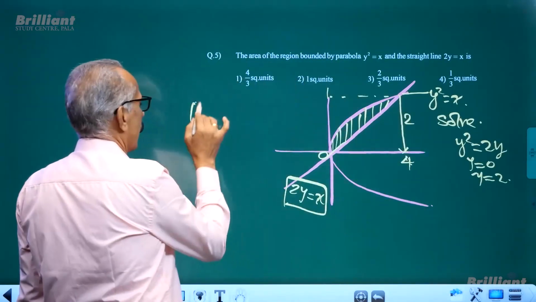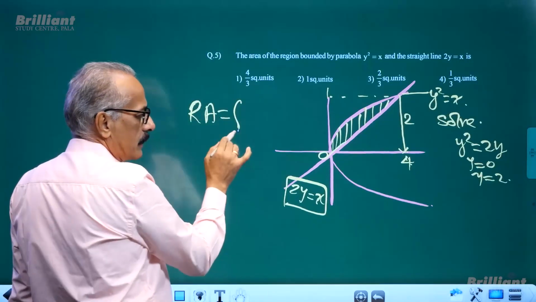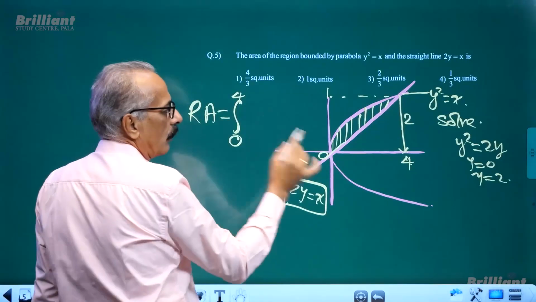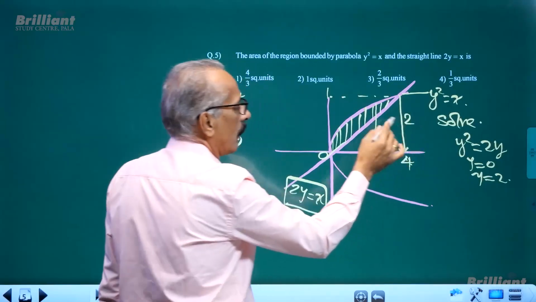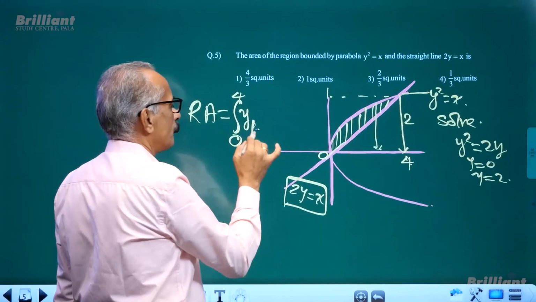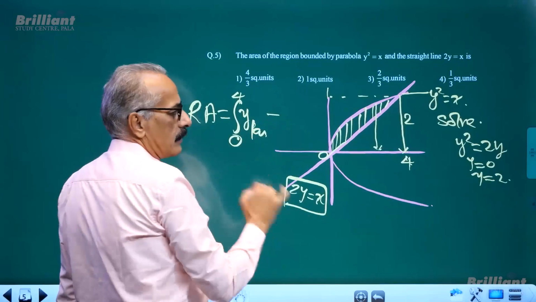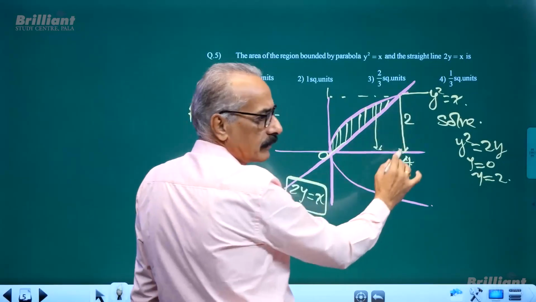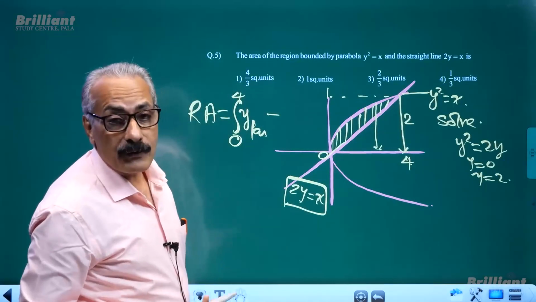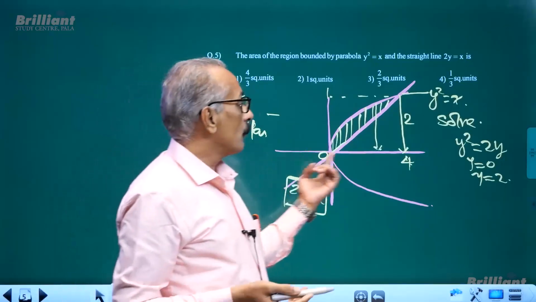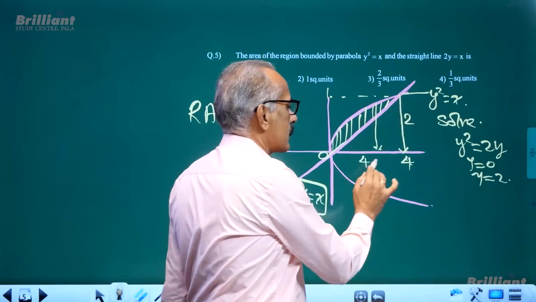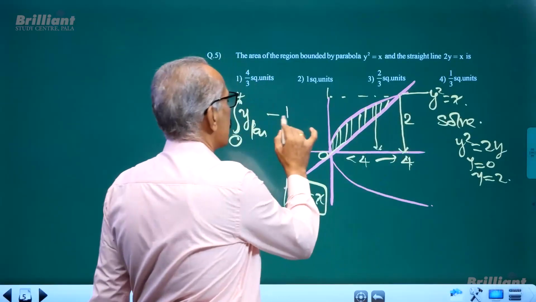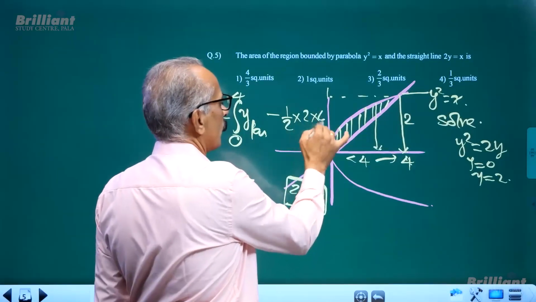Now what's the required area? Required area is equal to the integral 0 to 4 under this parabola, y of the parabola, minus the area of this right-angled triangle. No need for the integral 0 to 4 under the line, because this is a right-angled triangle. This distance is 4, this distance is 2, so that is half into 2 into 4.